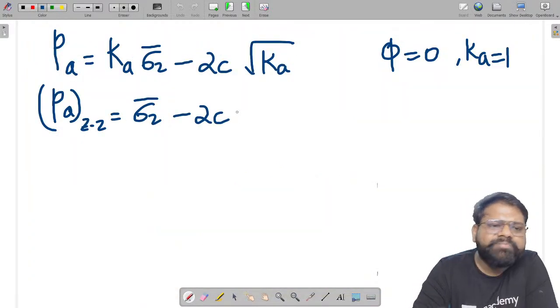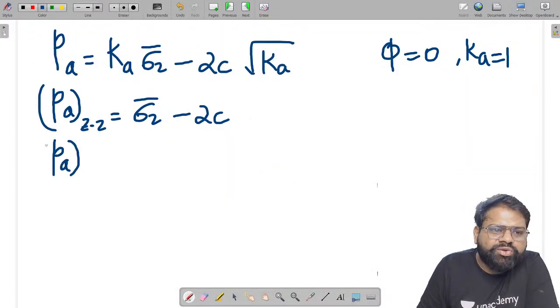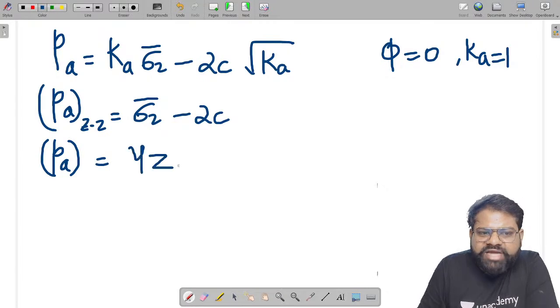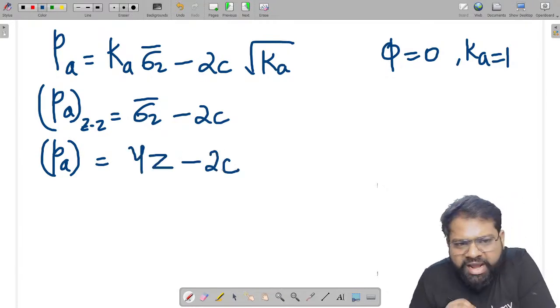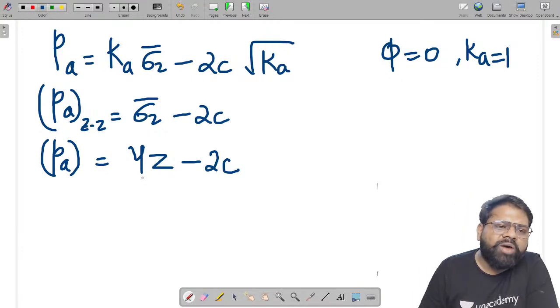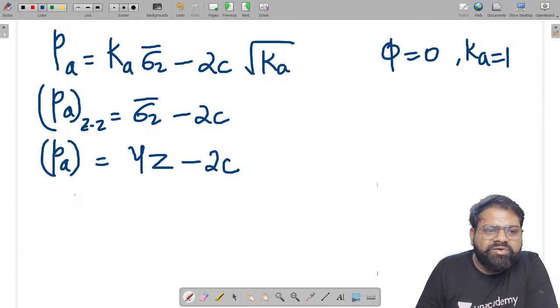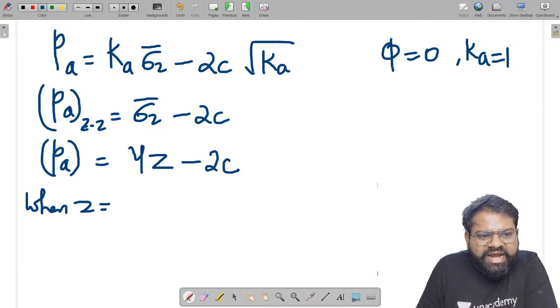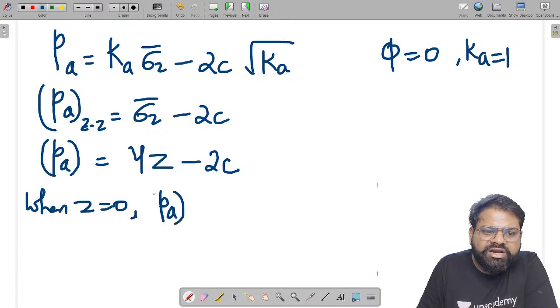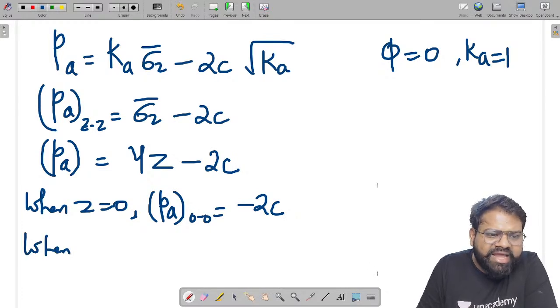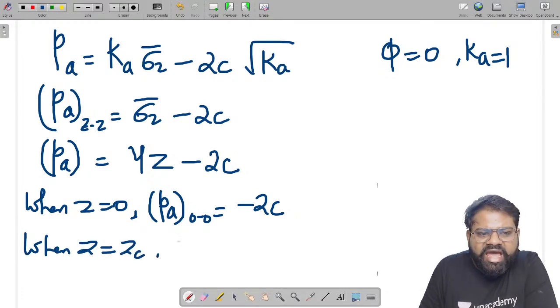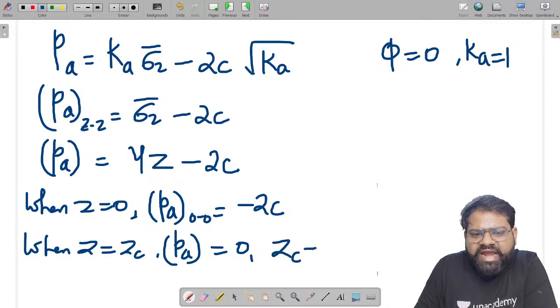So you understood this much, very good. At this depth Z, when you find the effective stress and the active earth pressure, what will you write? That would be equal to gamma into Z minus 2C. From there, when Z is equal to 0, the active earth pressure at the 0 layer is equal to minus 2C. So there can be some depth Z equal to ZC at which the active earth pressure is equal to 0. And as we know, ZC is equal to 2C upon gamma under root of K.